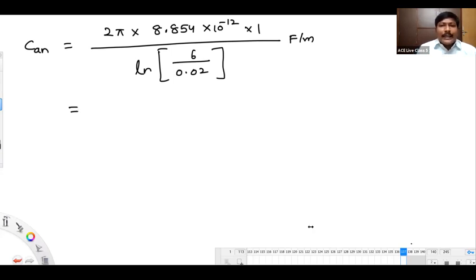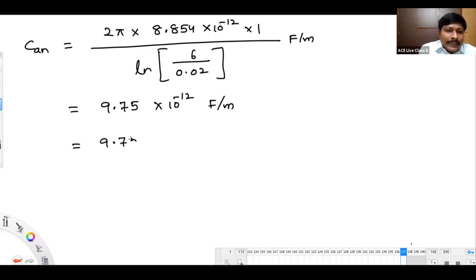Please get this number. How much? 9.75, approximately. 9.75 into 10 power minus 12 farad by meter. Okay, but he is asking that answer in nanofarad by kilometer. I'll say first 9.75 into 10 power minus 9.